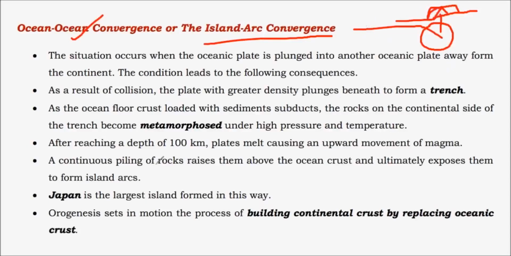One example of this is Japan, which is formed by ocean-ocean convergence. And at the zone of subduction, we see that there will be a trench formed, and this kind of convergence will lead to the formation of a continental crust replacing the oceanic crust. For example, Japan, which is found on the oceanic crust, slowly rose upwards due to volcanic activity and became a continental crust.